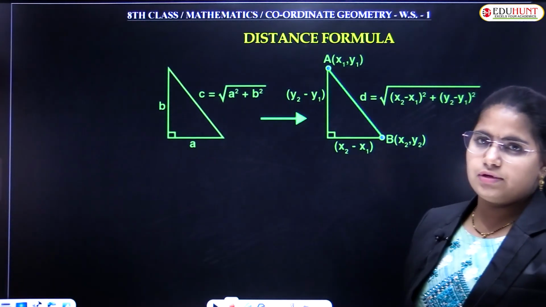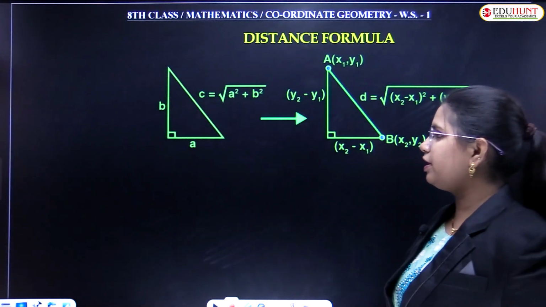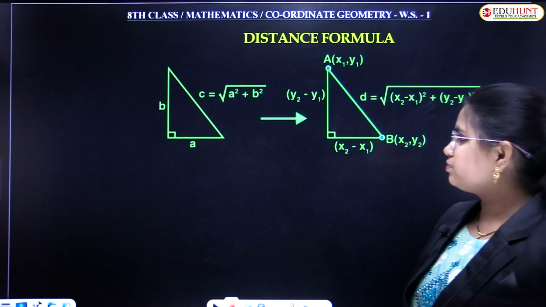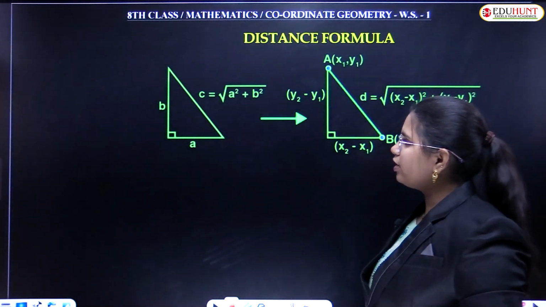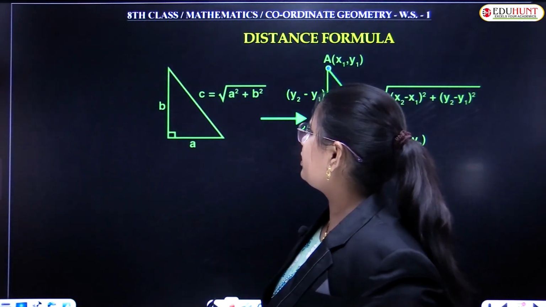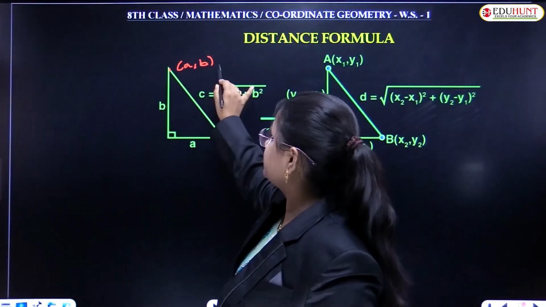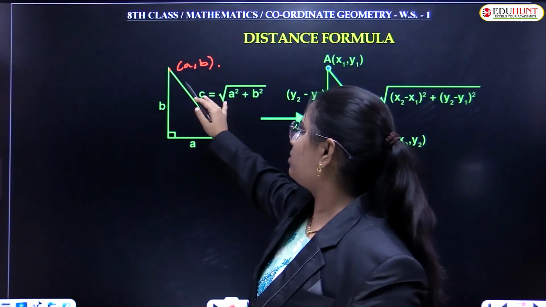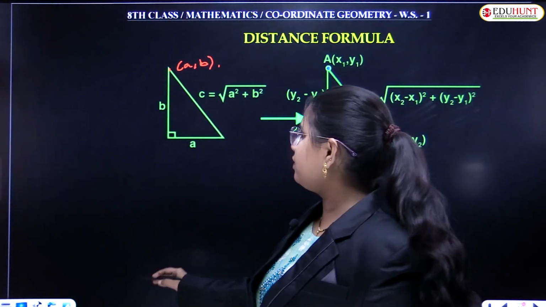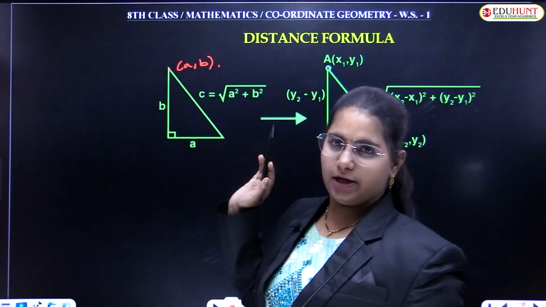Now let's get back to the distance formula. Let me take the distance formula. Yes or no? So what is this distance formula? Let me take any point which is a comma b. Let me take a random point in the plane which is a comma b. And I want the distance of this particular point on the plane.